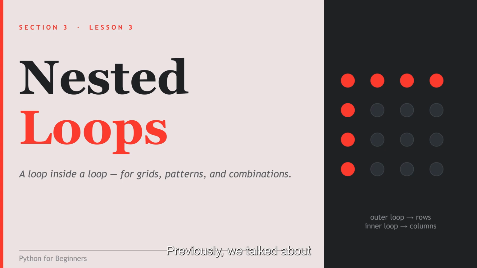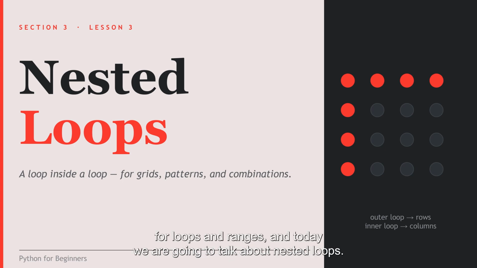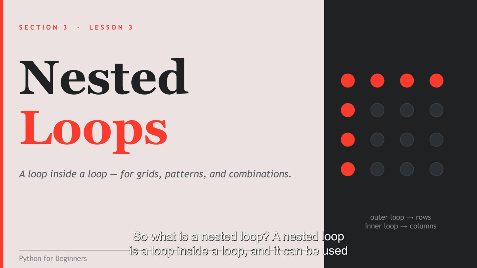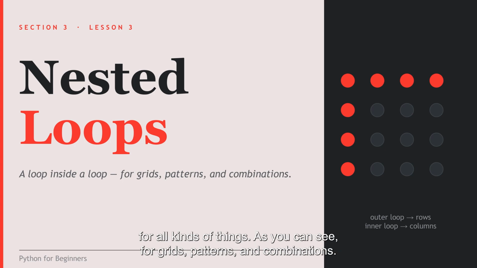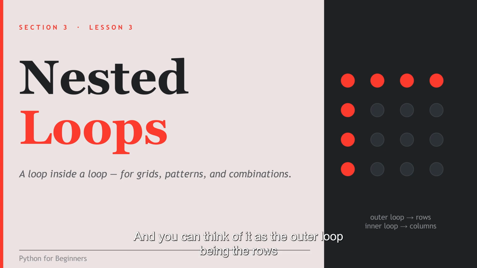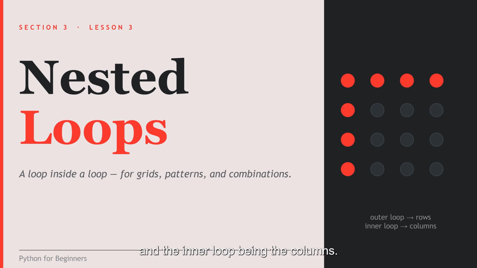For a quick recap, previously we talked about for loops and range, and today we are going to talk about nested loops. So, what is a nested loop? A nested loop is a loop inside a loop, and it can be used for any kind of things, as you can see, for grids, patterns, and combinations. You can think of it as the outer loop being the rows and the inner loop being the columns.